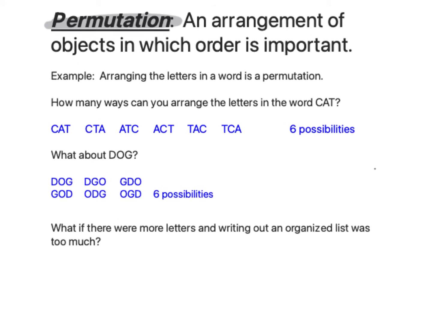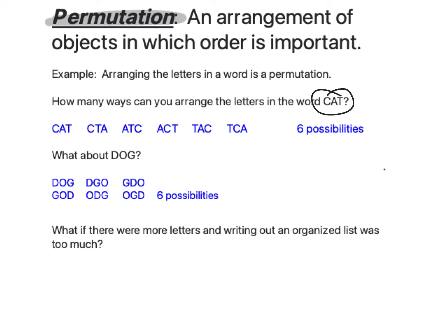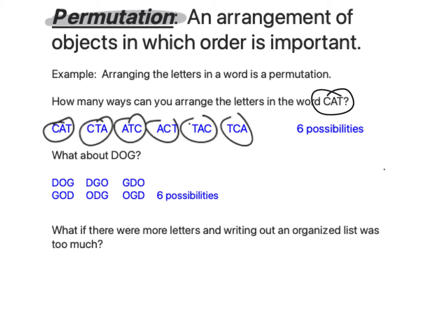So for instance, if I gave you the word cat, C-A-T, how many ways can you arrange the letters? Well, you have C-A-T, C-T-A, A-T-C, A-C-T, T-A-C, and T-C-A. There are 6 possibilities. Same thing with dog, right? D-O-G, so on. There are 6 possibilities that you can do that.